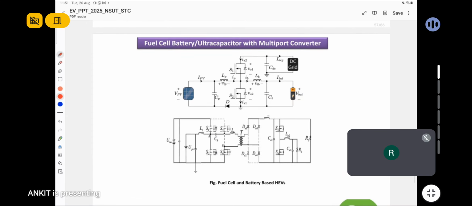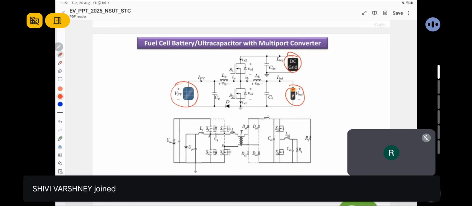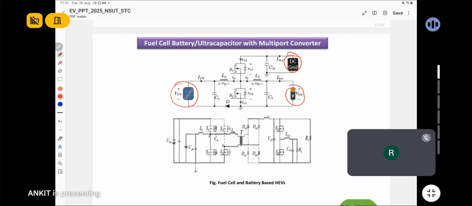So this is another single input dual output multi-port converter system where a DC grid or some DC source will be there. Here the battery will be there, and the solar PV voltage will be there. So there are a lot of works in multi-port converter systems for electric vehicles to incorporate all the energy sources.